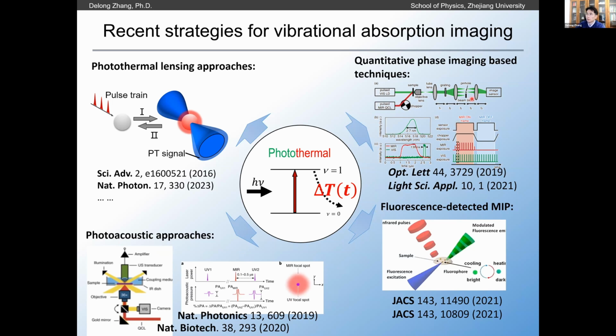Also, for example, Professor Idaguchi has a quantitative phase imaging based technique to measure the infrared absorption induced optical path length change. And also, not long ago, Professor Garth Simpson presented his research on fluorescence detected MIP. They have independent work with Professor Ji Cheng that was published in the same issue of the JACS journal.